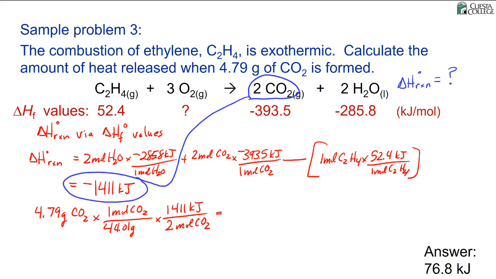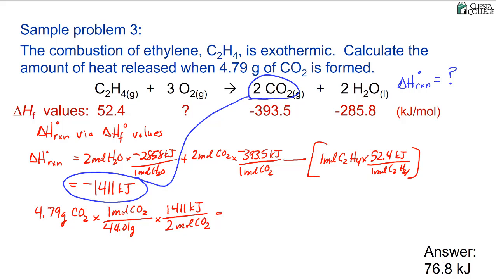Since the reaction only forms 4.79 grams of CO2, the number of moles of CO2 would need to be calculated via the molar mass. And then, just like in the stoichiometry of thermochemical equations that you might have seen in a previous video, the number of moles of CO2 can be multiplied by the number of kilojoules per mole of CO2 in the chemical equation. And that works out to be the 76.8 kilojoules.